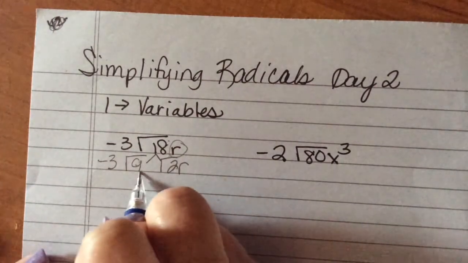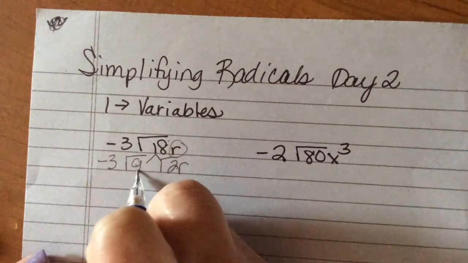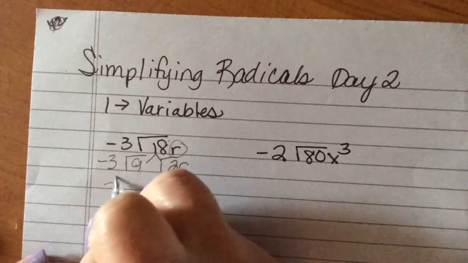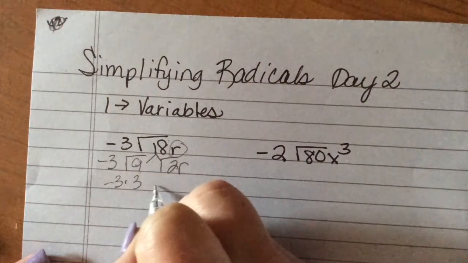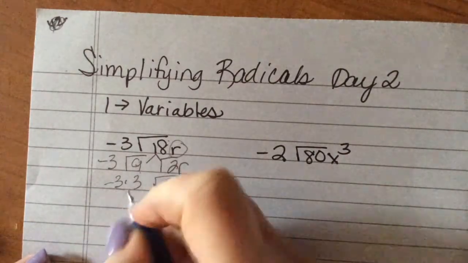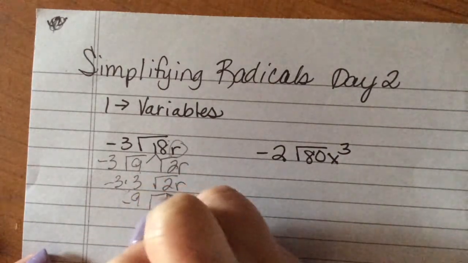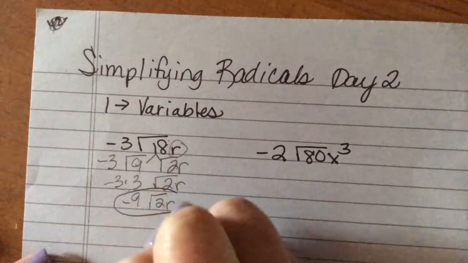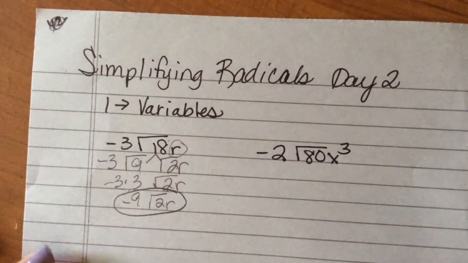So then, get your perfect square. The square root of 9 is 3. So -3 times 3, and we're left with the 2R. Multiply on the outside to get a -9, the square root of 2R, and there's your radical completely simplified.